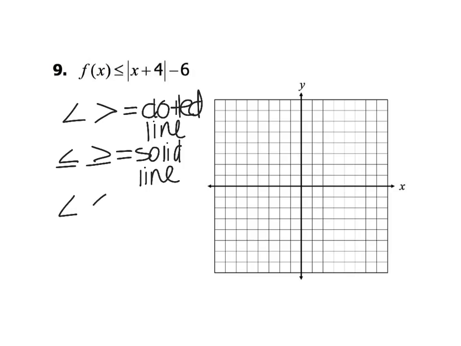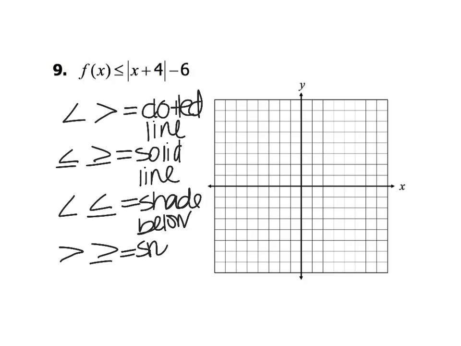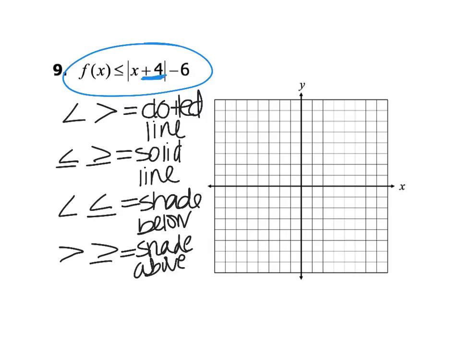If it's less than or equal to, we want to shade below. And if it's greater than or equal to, we want to shade above. All right, this should all be reviewed from when we graphed them a couple lessons ago. All right, so what we want to do is look at our function that we're given, and it's in vertex form, so we can easily identify the h and k. So our h would be -4, because remember, we want x minus h, so this is x minus a -4 here. So our h would be -4, and our k would be -6.